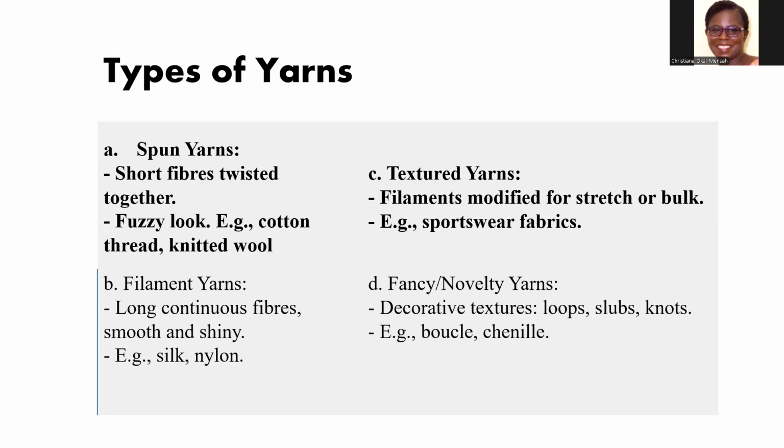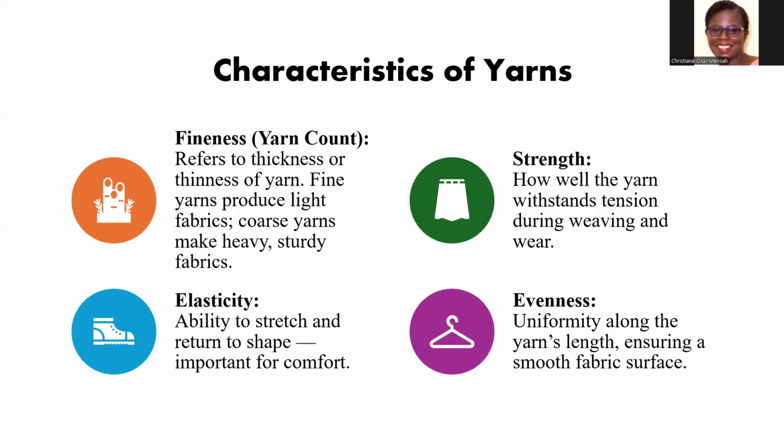So the textured yarns, these are the modified yarns. They are yarns, but they have been modified. And some are very stretchy. Example, the crocheting yarns, you see how fluffy the yarns are. It has been modified for specific purposes. Then we have the fancy ones. They have decorative textures. And because of that, they are used to produce decorative ornaments.